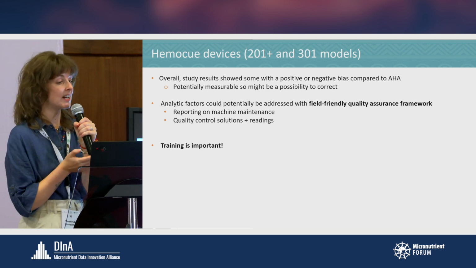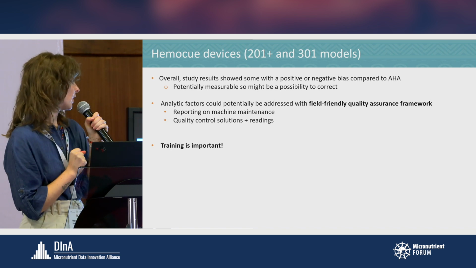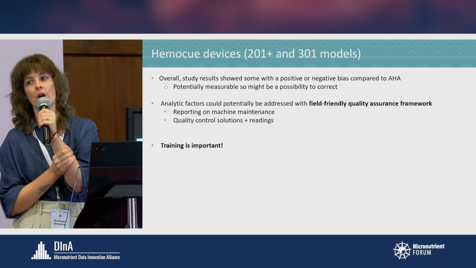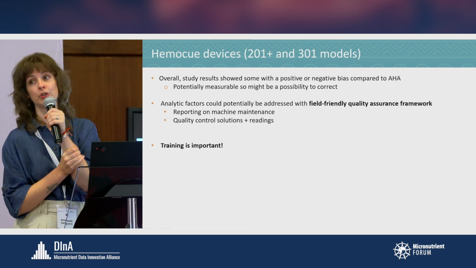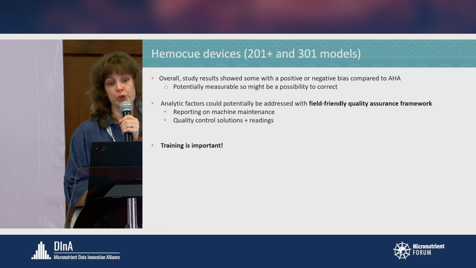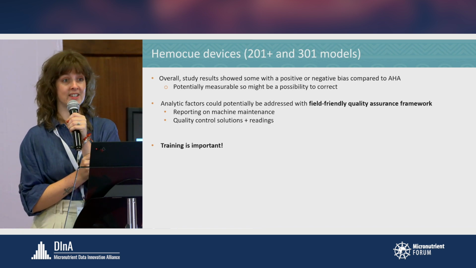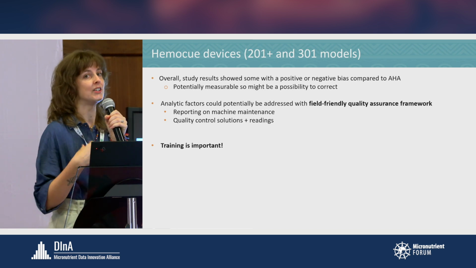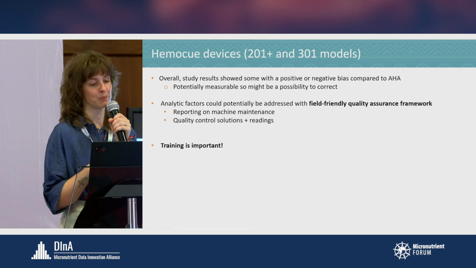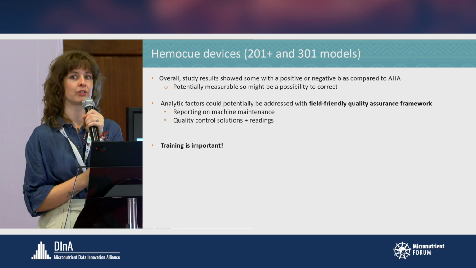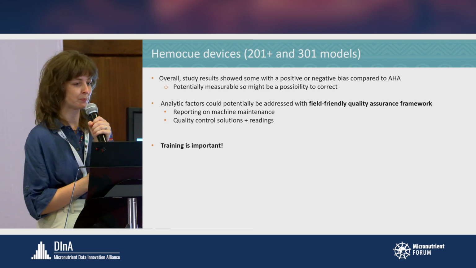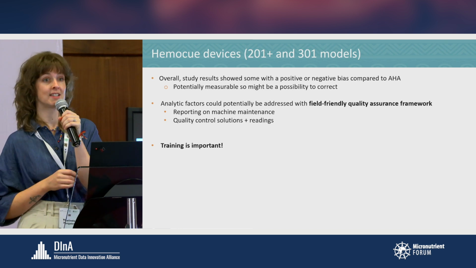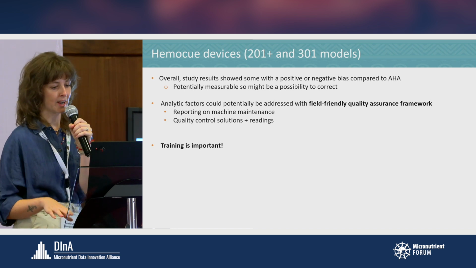Anyway, if we then look at the analytical factors which could potentially be addressed in a field-friendly quality assurance framework, this comes back to when we do the trainings for collecting these venous blood samples and using the HemoQ. It's really important that you also report correctly on the machine maintenance and which quality control solutions, so the hemotrols, are used: when were they opened, what was their expiration date, and how are the readings from these hemotrol controls. And it's not only for the monitoring in the field, but also for the data assessment later, which Laura will come back to.